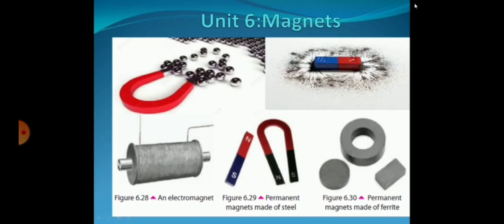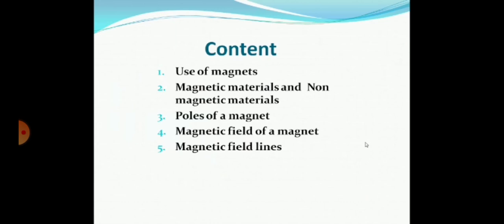Depending on the shape of the permanent magnet, we can further categorize them as horseshoe magnet, bar magnet and ring magnet. In this diagram, the first one is a U-shaped magnet. It is called a horseshoe magnet. The second one is a rod-shaped one. It is called a bar magnet. And the last one, the ring-shaped one, is called a ring magnet.